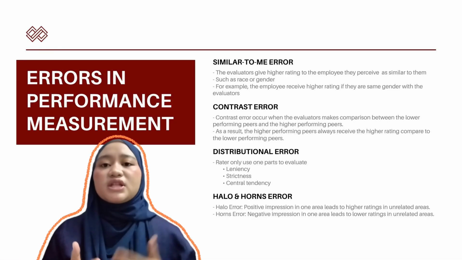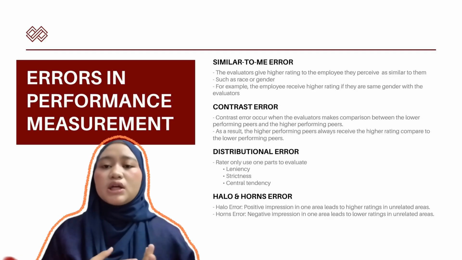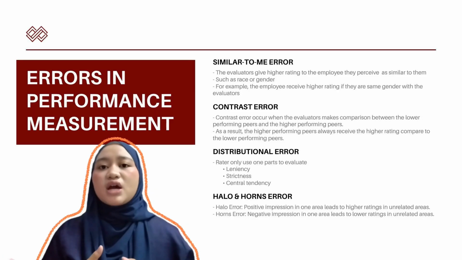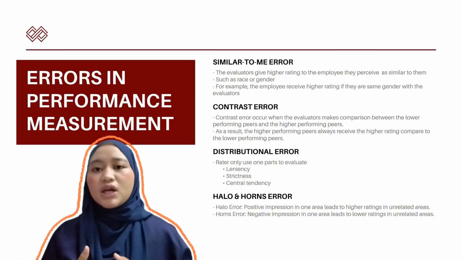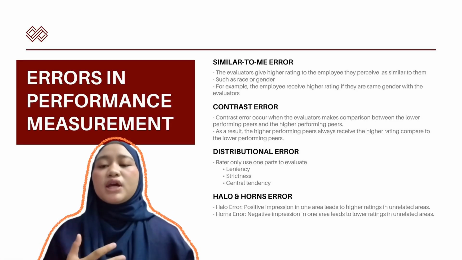Last but not least, halo and horns error. Halo error is when a positive impression of the employee leads to a high rating. For example, if the employee does the job properly one time, the evaluator will assume him as the best employee and give a high rating. Meanwhile, horns error is when a negative impression of the employee leads to a lower rating, which means if the employee makes a mistake one time, the evaluator assumes them as a weak employee and gives a lower rating.